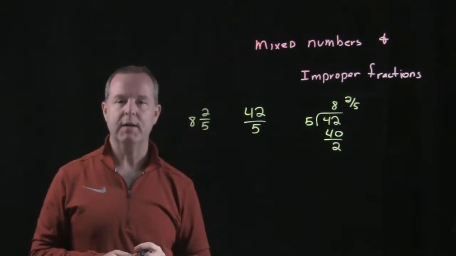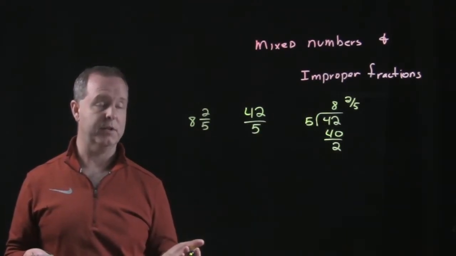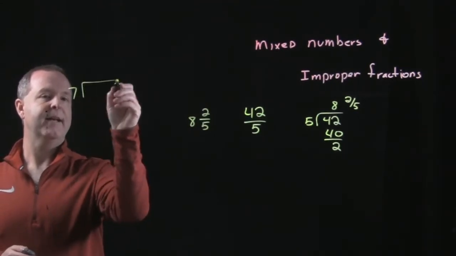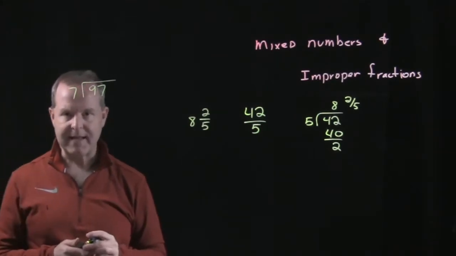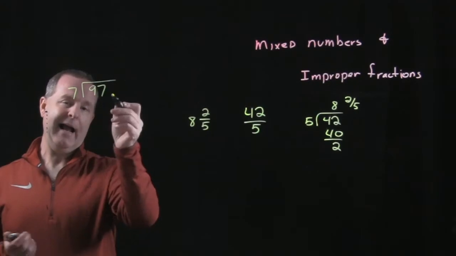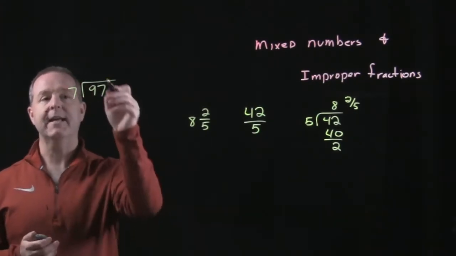Now I want to show you another way to think about when you're doing some of these division problems too. So let's look at an example like 7 divided into 97. How do we think that through? Well, one way we can do that is, let's just take some guesses. Let's say that 7 goes into 97 at least 10 times.